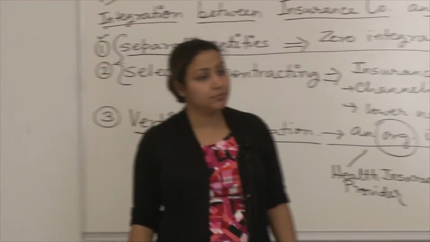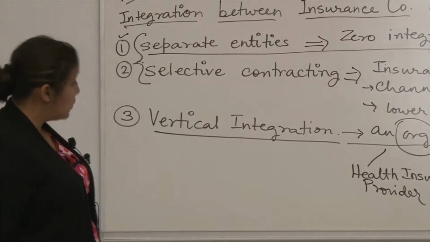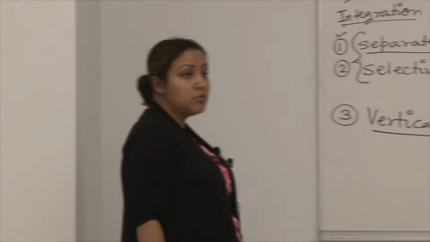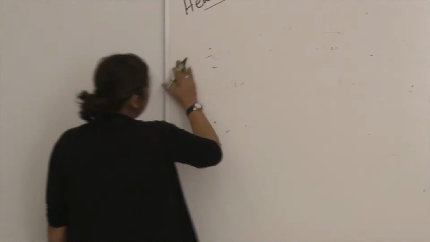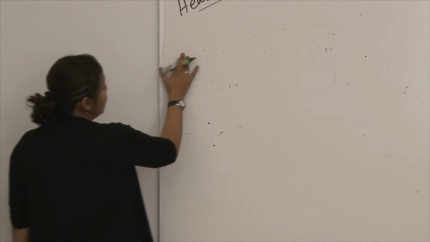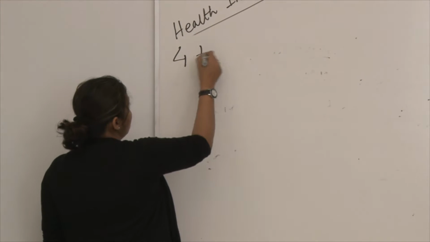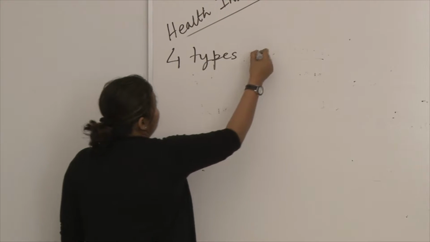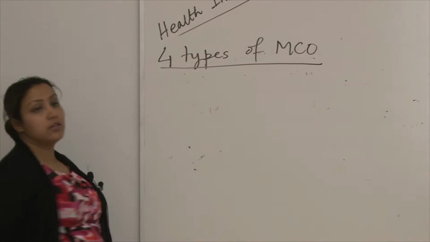Yes? So is MCO synonymous with HMO? HMO is a type of MCO. MCO is the superset, HMO is a subset of that. There can be 4 different kinds of MCOs based on the relationship between the health insurance provider and the health insurance company. So there can be 4 types of MCOs, managed care organizations.